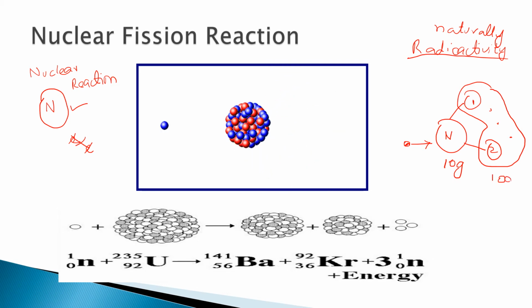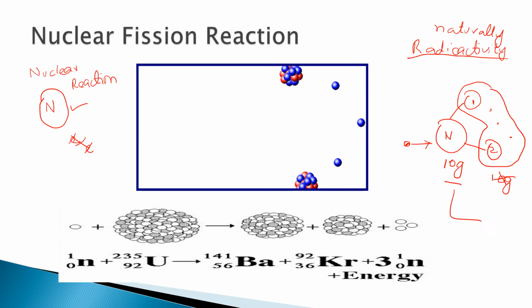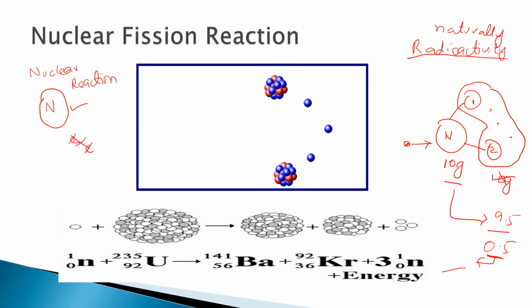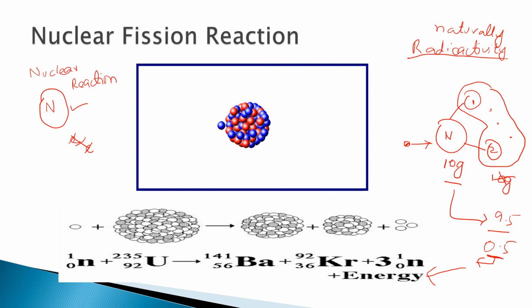But this is not happening here. It is found experimentally that the mass of these decayed atoms is slightly less than 10 grams. It may be, let's say, 9.5 grams. So where did that 0.5 grams go? According to the law of conservation of mass, mass is neither created nor destroyed, but here it is missing. So that 0.5 grams is now converted into energy. That is where we use a nuclear fission reaction to either generate a nuclear bomb or a nuclear reactor, so that we can utilize this energy for any purpose we might be interested in.